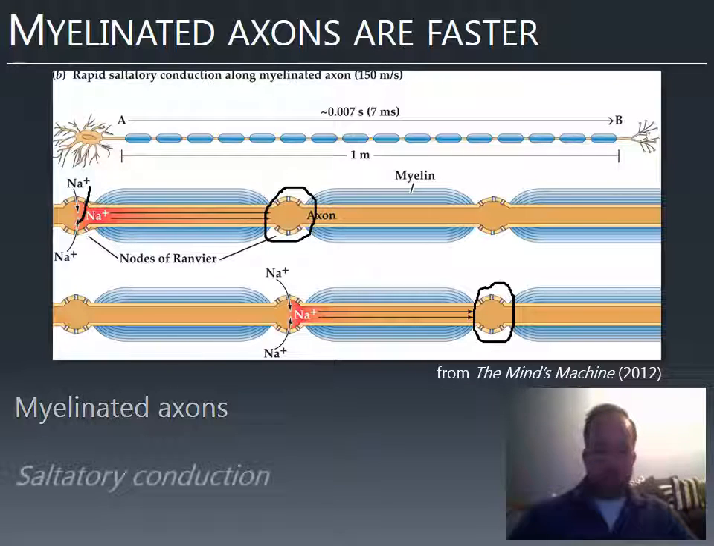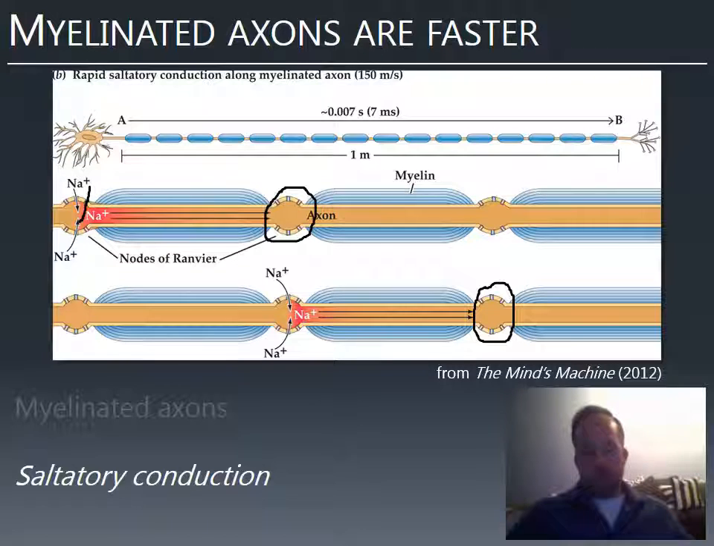And this is what's called saltatory conduction. Saltatory, not from salt, but from the word to jump. So the change in potential is really jumping from one of these nodes to the next one, and it happens very, very quickly. This sort of impulse can travel 150 meters a second as opposed to 10. So it's a much faster impulse. You can transmit information much faster, which is great for things like reflexes or muscle movements.